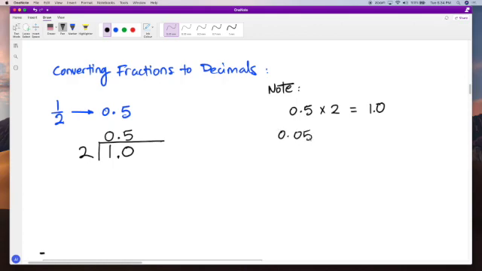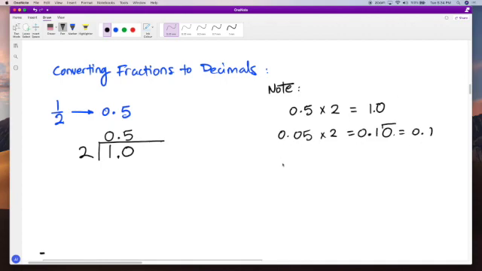0.05 times 2, same thing. 5 2's are 10, but then you count the amount of decimal spaces. 1, 2, so from here you go 1, 2, and you'll get 0.10 or 0.1. Right? And that's our next point to make, that if you have a 0 after a decimal place, you don't need to put that 0.